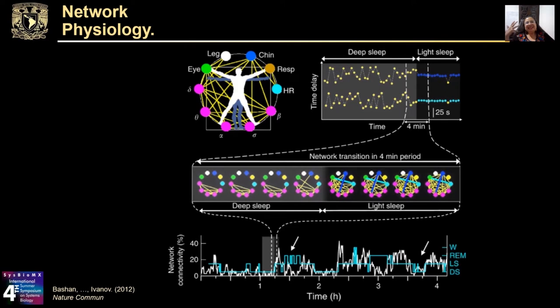These ideas come first from Plamen Ivanov, from his first works at the beginning of this century, that constructed this new area of network physiology, considering all the subsystems that integrate the network. For example, when you are sleeping, how the transitions on all the nodes that construct the system change when you go from deep sleep to light sleep, and you can determine the connectivity of the network, and from this connectivity establish the health of the subject.